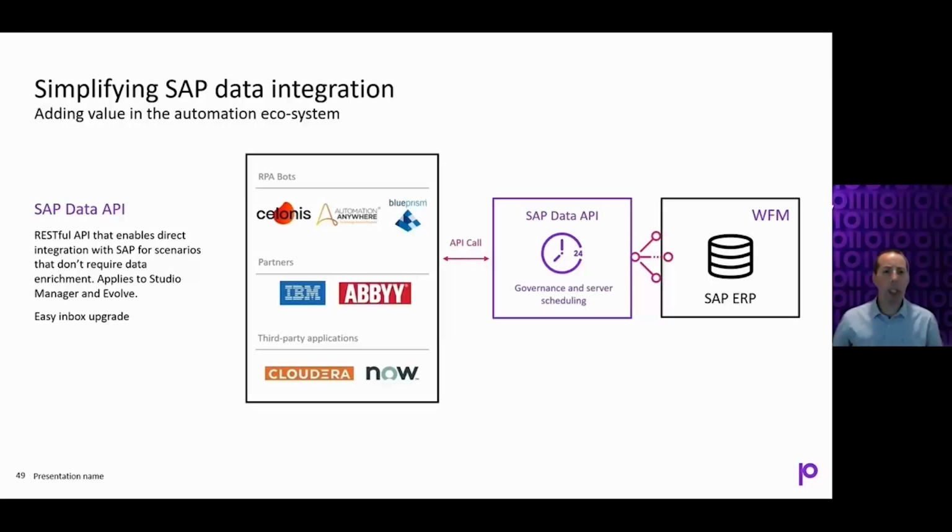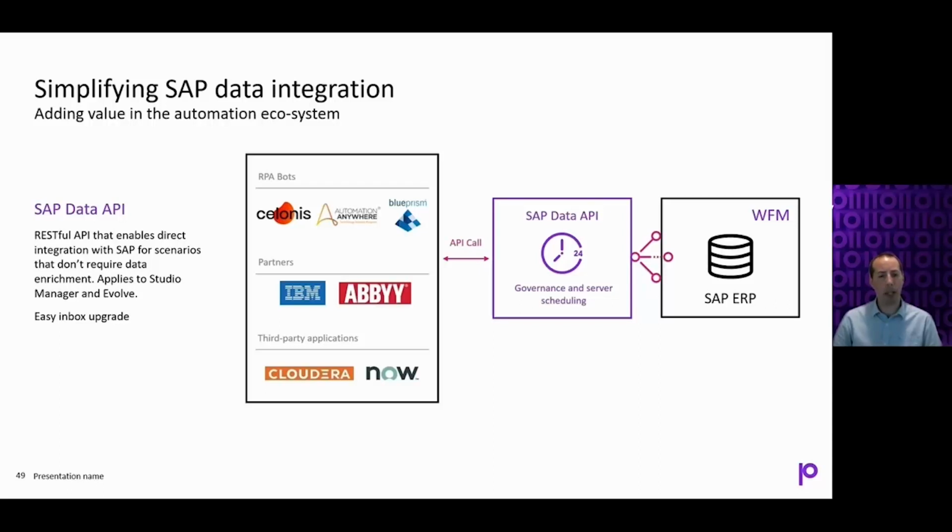I wanted to quickly touch on some example use cases for these APIs, and we'll start with the SAP Data API, which again enables that direct integration via the Windshuttle function module with SAP ERP systems for loading data into SAP. What we've heard from our customers and what we're seeing is that this API is commonly used with things like RPA bots. So again, it's that last mile integration step into SAP. And just to specifically make this point, this is an add-on to Studio Manager or Evolve.